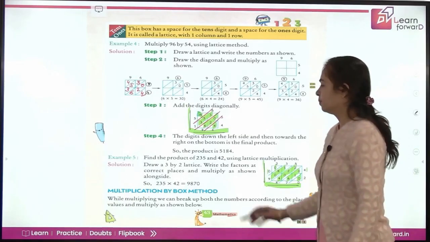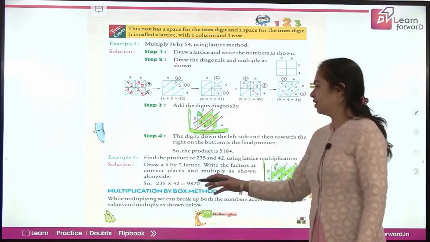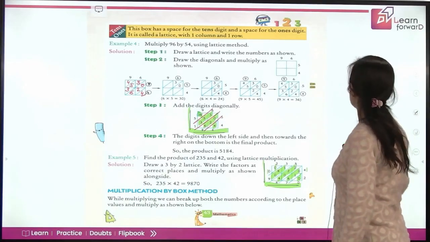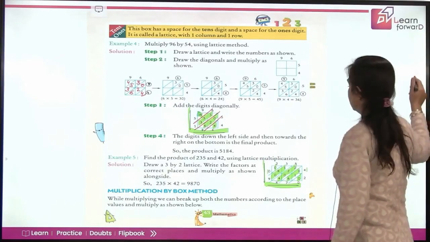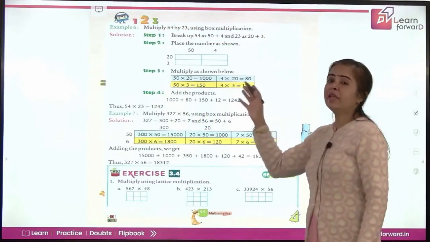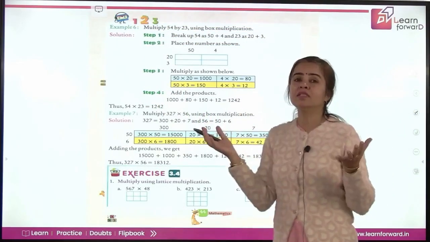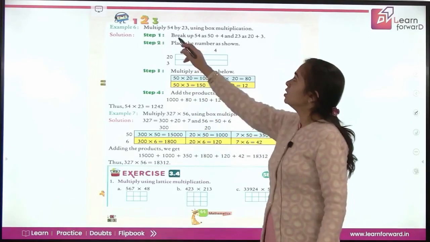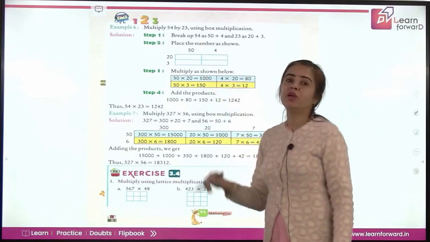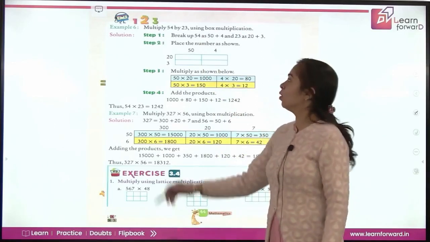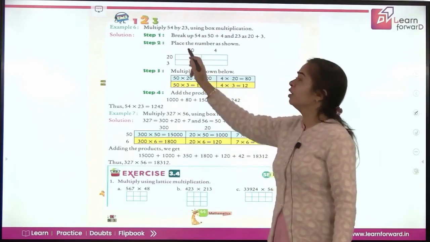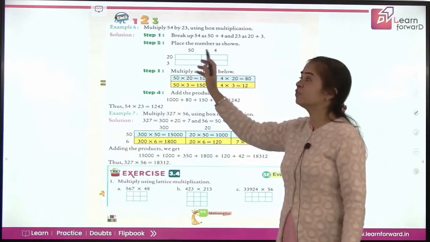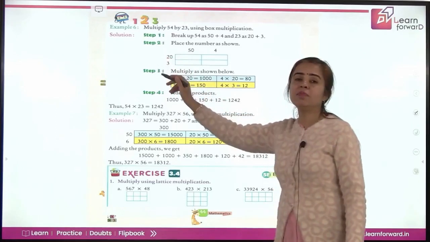That's good, children. Now, we still have another method, that is multiplication by box method. So, what do we have in that? Let's see. Here, we first split the numbers. We write them in expanded form in the boxes. How? Suppose we have to multiply 54 by 23. So, we'll make boxes here. For 54, we have 50 and 4 as the expanded form, 50 plus 4. For 23, we have 20 plus 3.